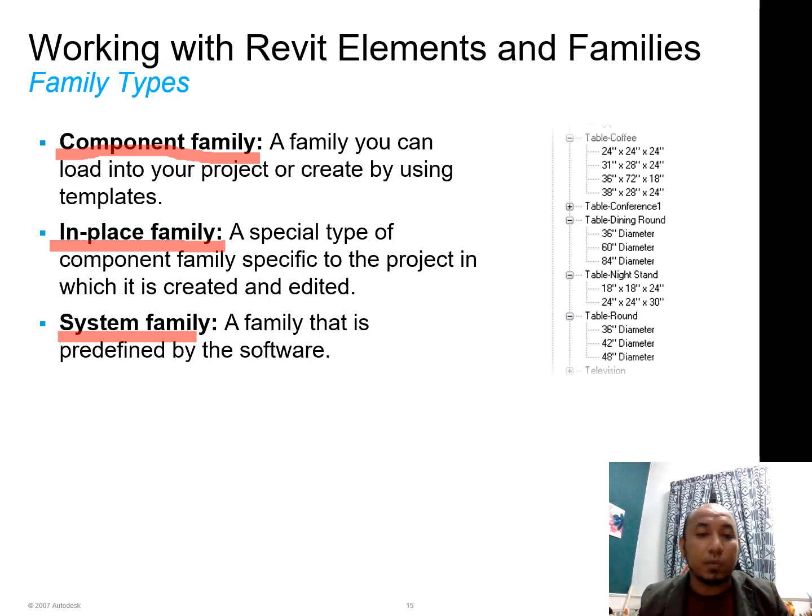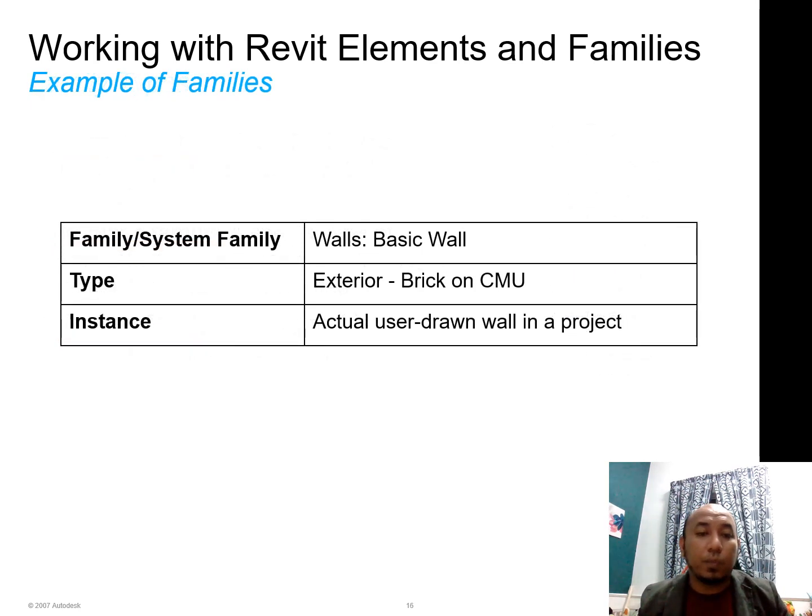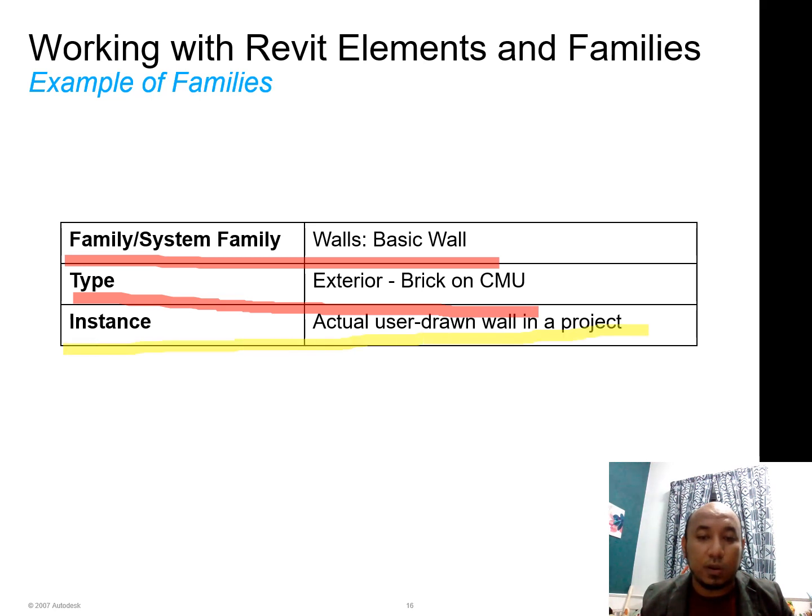Alright, so example for the family, family system, family wall, basic wall. Okay, type exterior, brick and CMU, and then instance actual user drawn wall in the project.